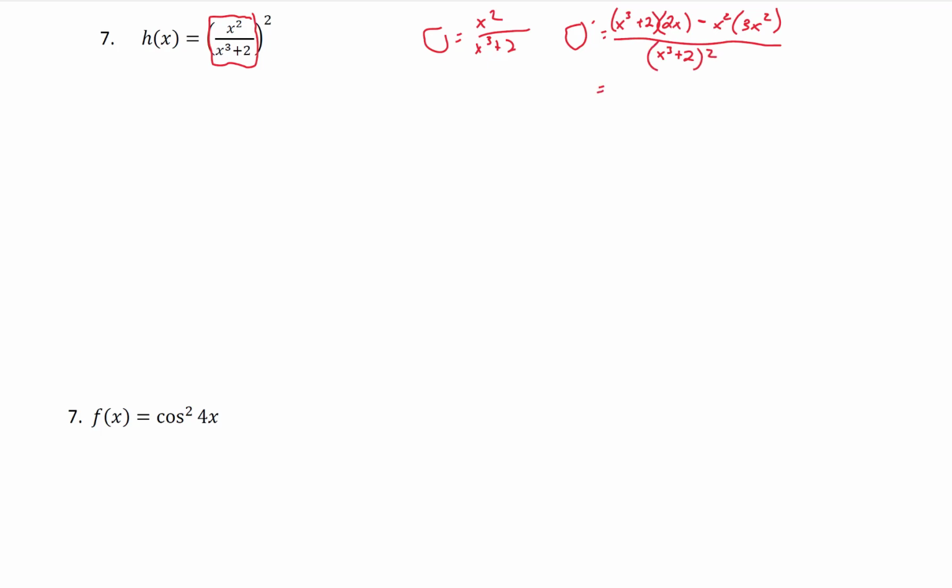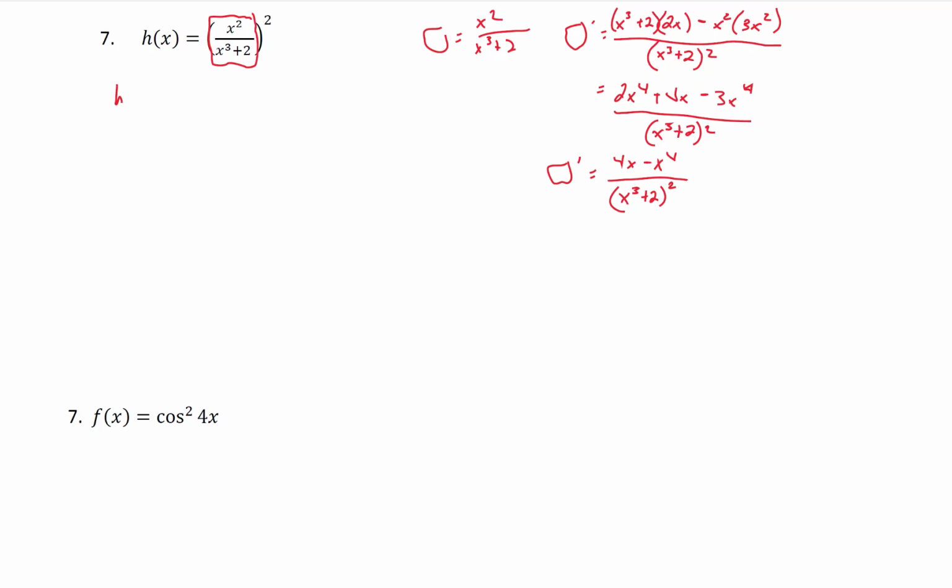So let's go ahead and simplify this before we try to find h prime of x using the chain rule. Distribute through the 2x, so that's 2x to the fourth plus 4x minus 3x to the fourth, and still all over x cubed plus 2 quantity squared. Combining like terms, we end up with 4x minus x to the fourth, all over x cubed plus 2 quantity squared, as the derivative of our blob.